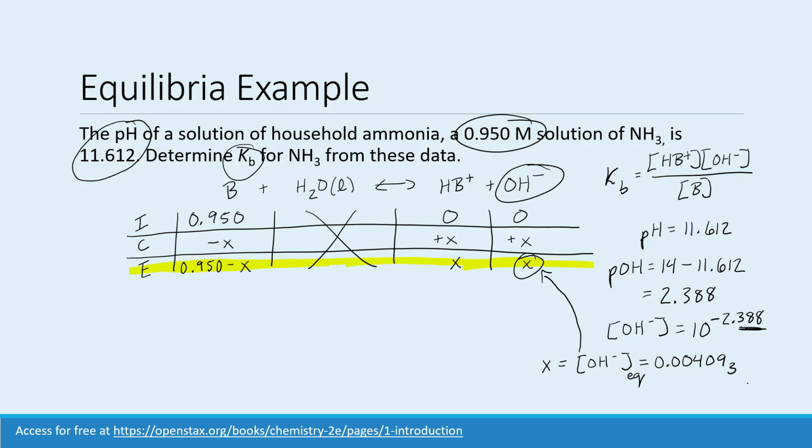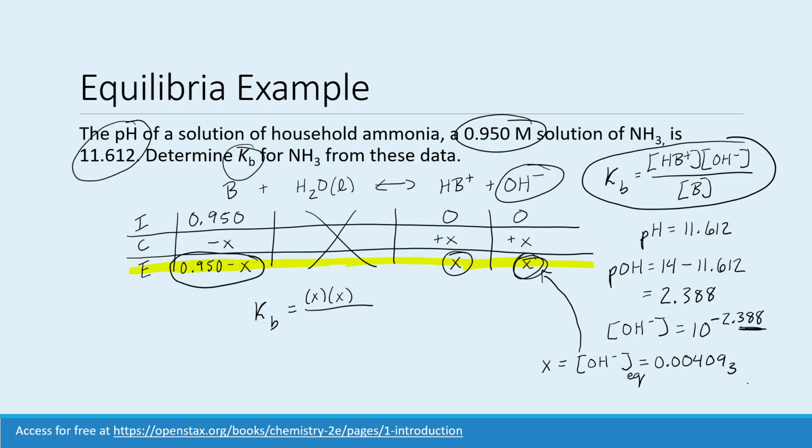Okay, so now I can plug in for my equilibrium expression. I know the concentration of both of my products are X and X, and so Kb will be equal to X times X divided by the equilibrium expression for my reactant for that weak base, which is 0.950 minus the X value of 0.00493. And so I think you would find out that this is less than 5%.